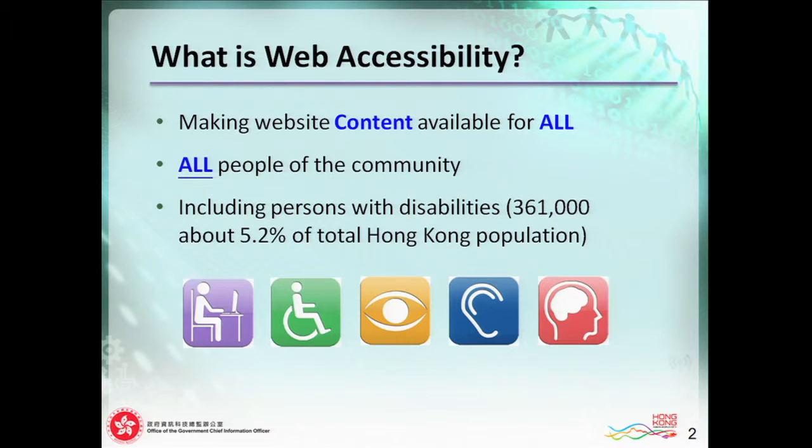Web accessibility is all about making website content and mobile applications available for all. All means all segments of the community, including persons with disabilities. According to government statistics, we have over 300,000 persons with disabilities in Hong Kong. It's about 5% of the total population. Persons with disabilities include persons with physical impairment, visual impairment, hearing impairment, as well as cognitive impairment.